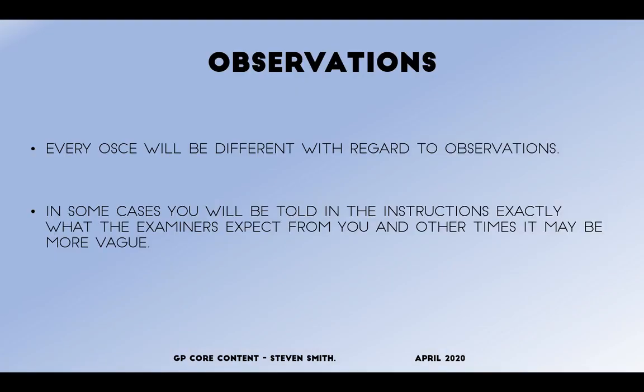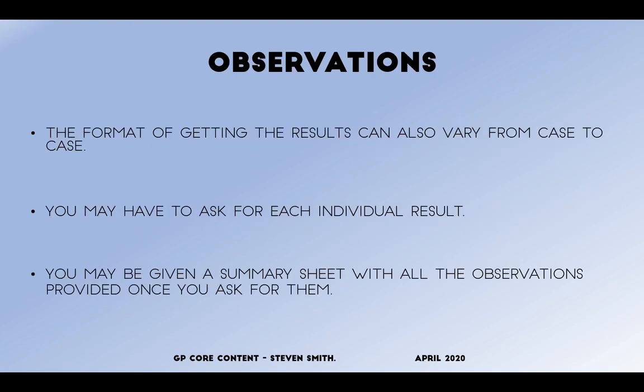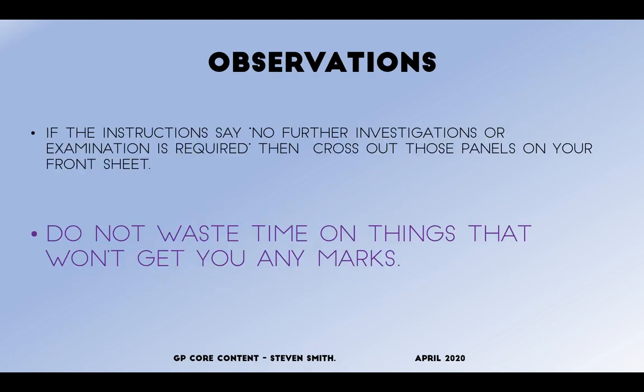Every OSCE will be different as to what observations are required, if any, and also how the results will be given to you. You may have to ask for each individual one, or you may be given a summary sheet with all of the observations provided once you ask for them. If the case instructions say no further investigations or examination is required, you should have crossed those sections off your front page. Do not waste time on things that won't get you marks.